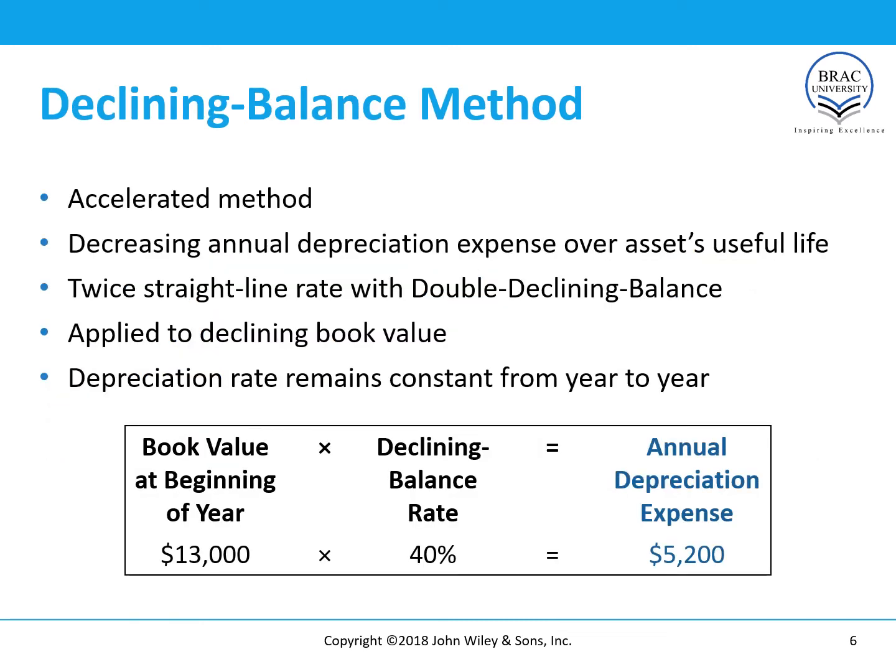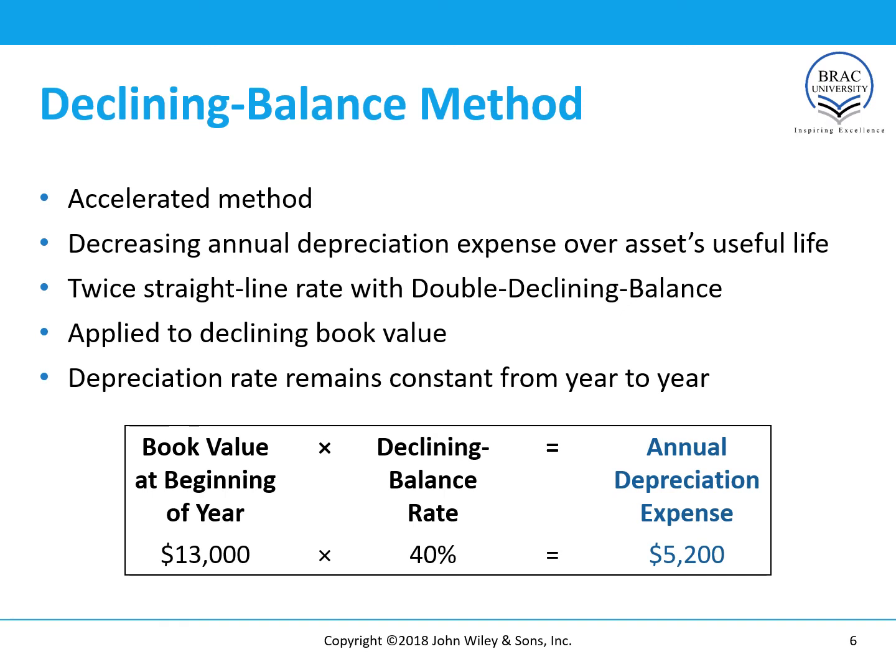So the last method of depreciation is the declining balance depreciation method, and as the name says, it produces a decreasing annual depreciation expense over the asset's useful life. And how do we determine the depreciation expense in this case? We base the calculation on the book value of the asset rather than the depreciable cost.